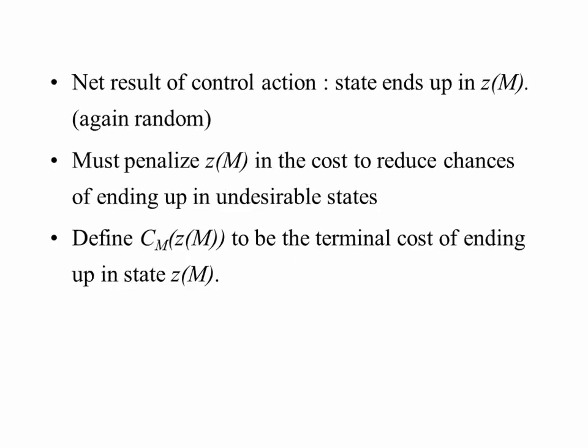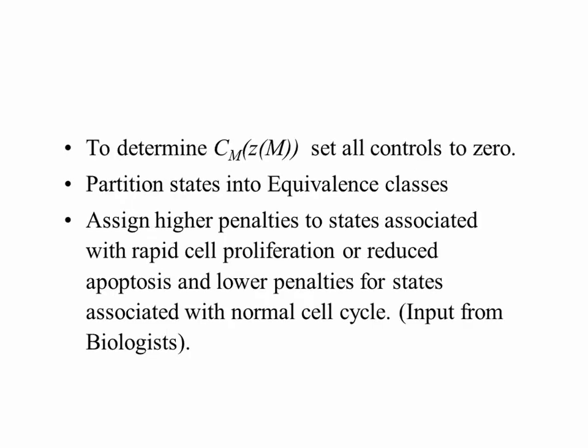So how do you choose these terminal penalties, Cm of Zm, which is a function of the terminal state? Well, one way to do that is, in the PBN that you have, set all controls to zero, so the PBN is evolving by itself. Then all the states might not communicate, so partition the states into different equivalence classes. Then assign higher penalties to the states that are associated with rapid cell proliferation. You don't want that, it's going to lead to cancer or reduced apoptosis, and lower penalties for states that are associated with the normal cell cycle.